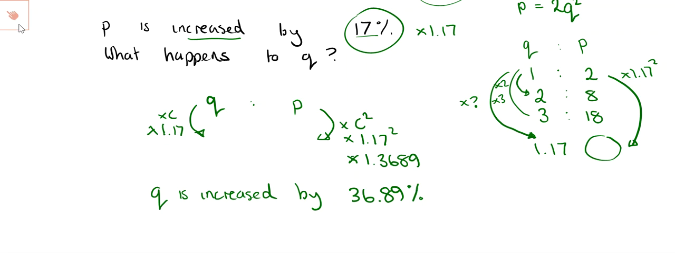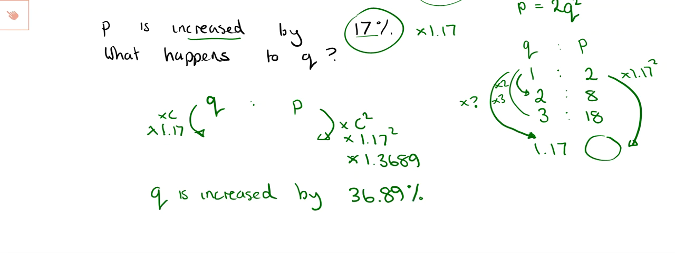If I multiply by 1.3689, which we've just figured out is what's going to happen, as a percentage that would give me 136.89%, which is an increase of 36.89%. That bit at the end is not direct proportion, that is you interpreting decimals and percentages. So if you're struggling with that, that's something to go back and look at.